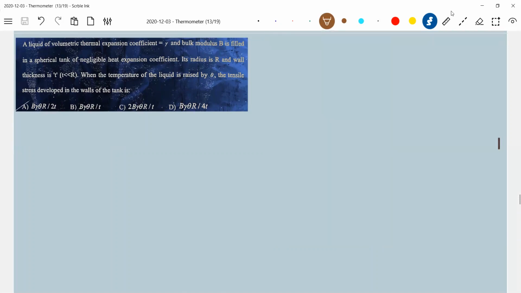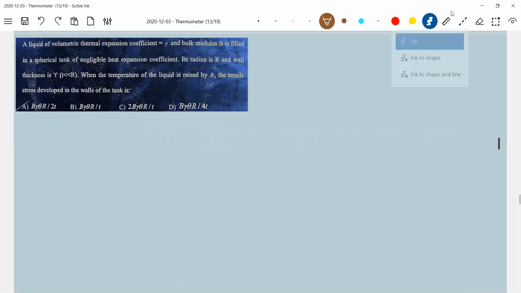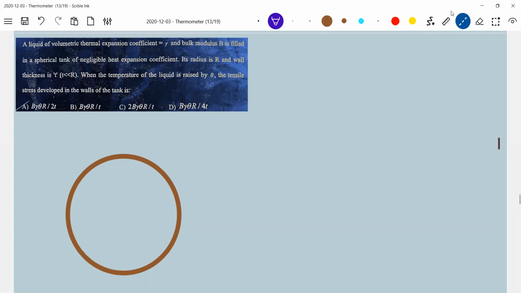No, there's a tank. So this is the spherical tank. It's a sphere only. So now let R be the radius of it.